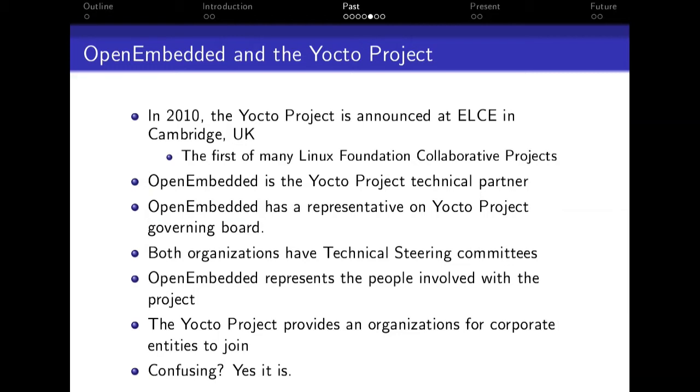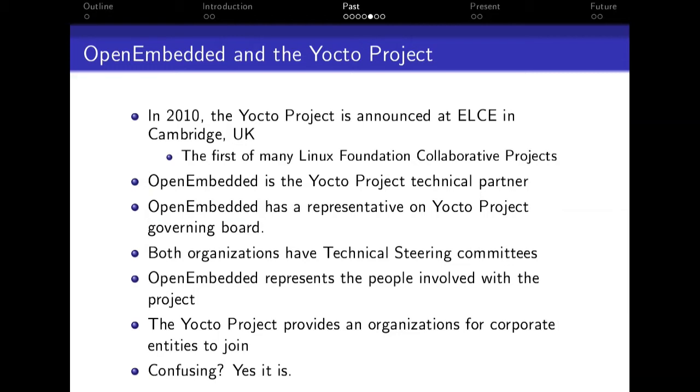In the beginning, OpenEmbedded was a member of the Yocto Project. Today, as it stands, we redid the agreement with the Yocto Project and all their member companies to make it look more like the current documents they use for their collaborative projects, we're now listed as a technical partner. So we have a seat on the Yocto Project governing board, which has been me for my entire time. It would be interesting to change that, but I don't know how to do it.